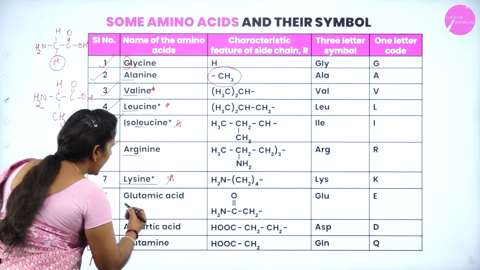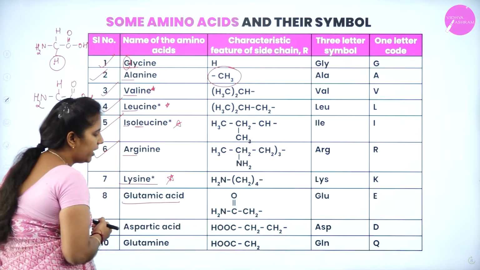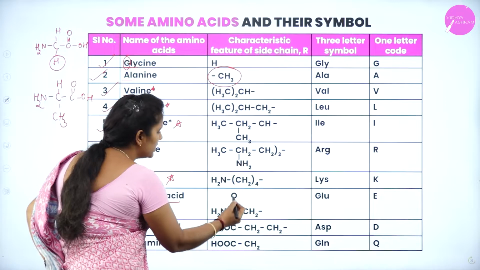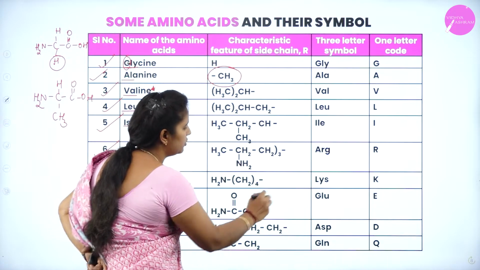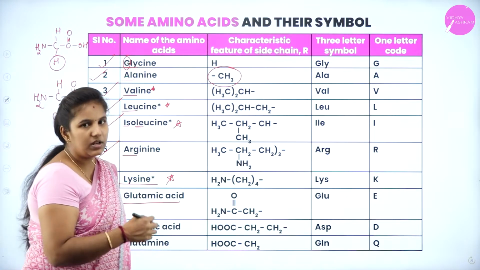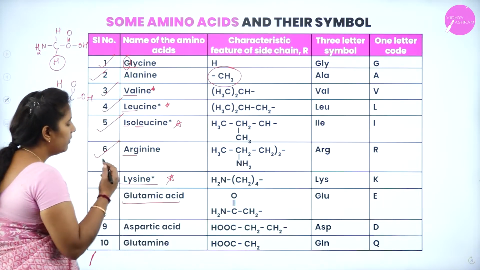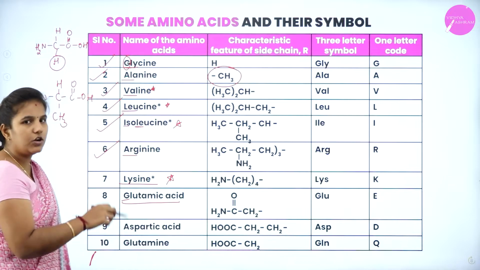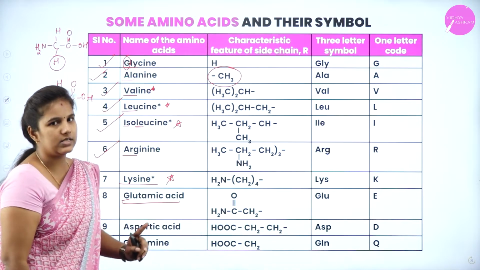Next is glutamic acid. The variable group is NH2, C double bond O, CH2, and the first 3 letters make the 3-letter word, and capital E will be used. We cannot use G once again because G is already used for glycine.